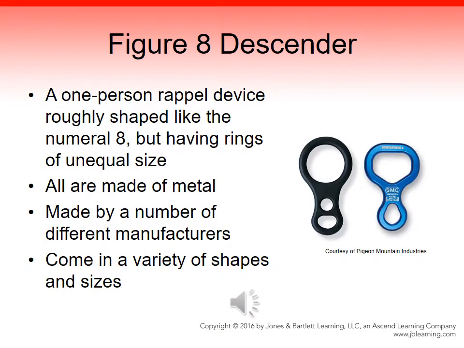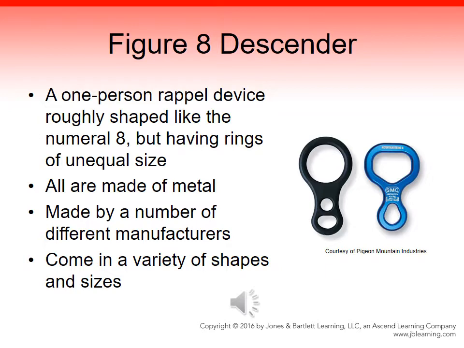Here we have the figure 8 descender. It's a one-person rappel device roughly shaped like the numeral 8 but with rings of unequal size. The smaller ring is clipped into a seat harness with a carabiner or screw link. The larger ring is the one through which the rope passes to create the friction. All are made of metal. Most are made of machined or forged aluminum alloy that is anodized for greater resistance to wear from the rope, and some are constructed of steel.